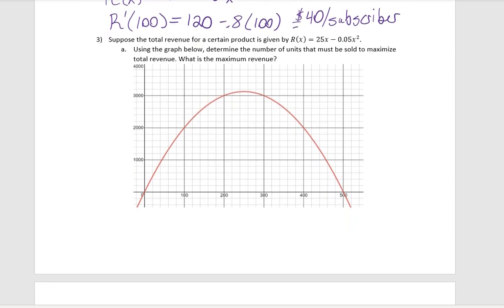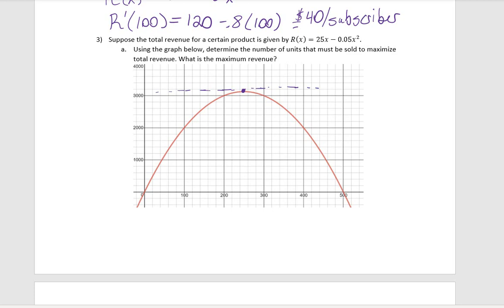All right, now for 3, suppose that the total revenue for a certain product is given by R of x equals 25x minus 0.05x squared. What we want to do is use the graph below to determine the number of units that must be sold to maximize our total revenue. What is the maximum revenue? If we want to maximize revenue, we want revenue to be the highest it can possibly be. If we look at this graph, it hits its highest point right here.